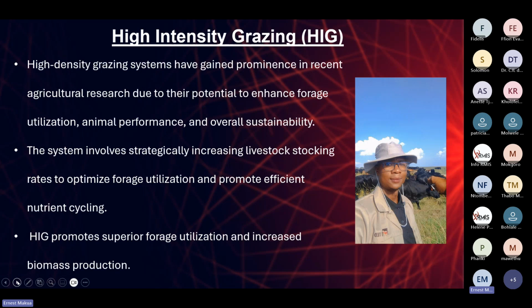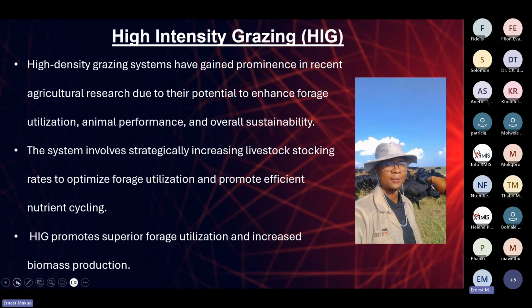So the system strategically increases livestock stocking rates to optimize forage utilization and promotes efficiency in nutrient circularity. So the system itself, like I said, encourages the circularity of nutrients, because like other people that I've already spoken to, they say they double the size of the carrying capacity of their land. And by so doing, the intensity will be high. But here's the thing.